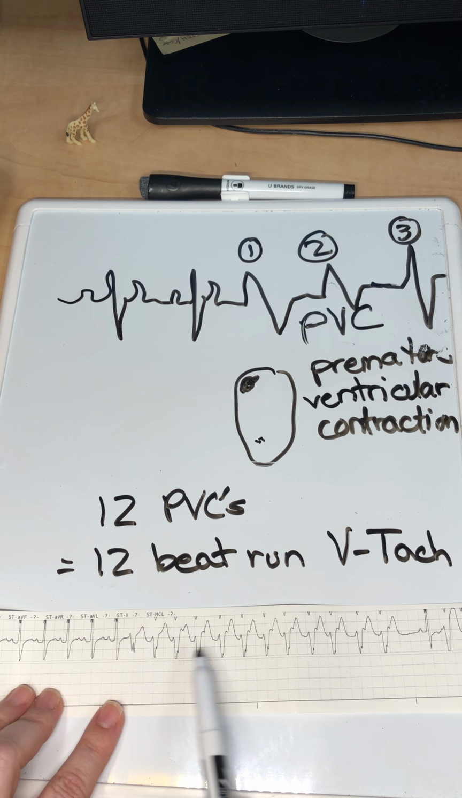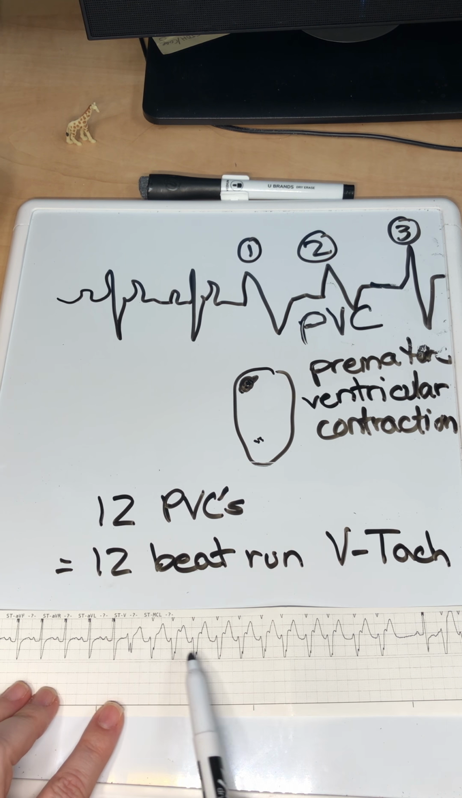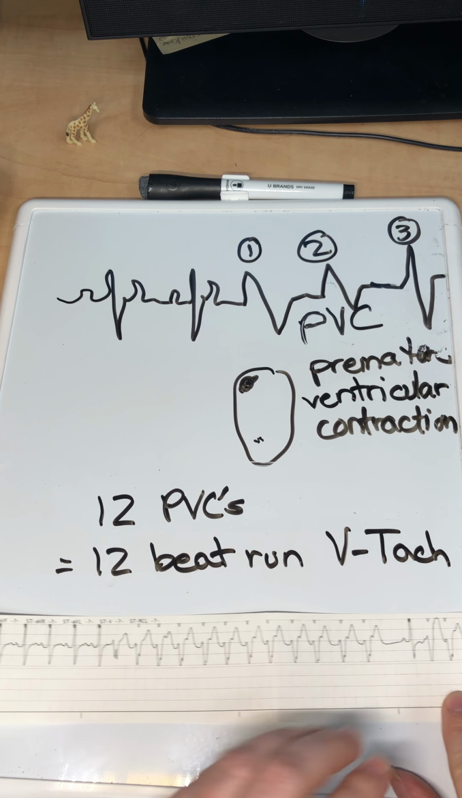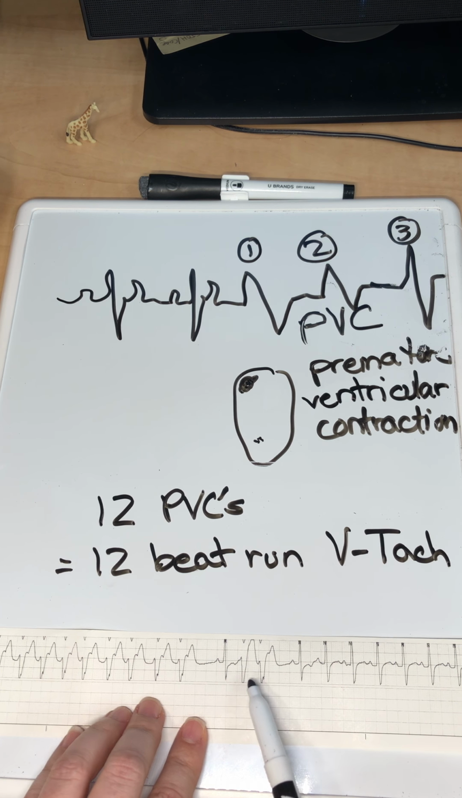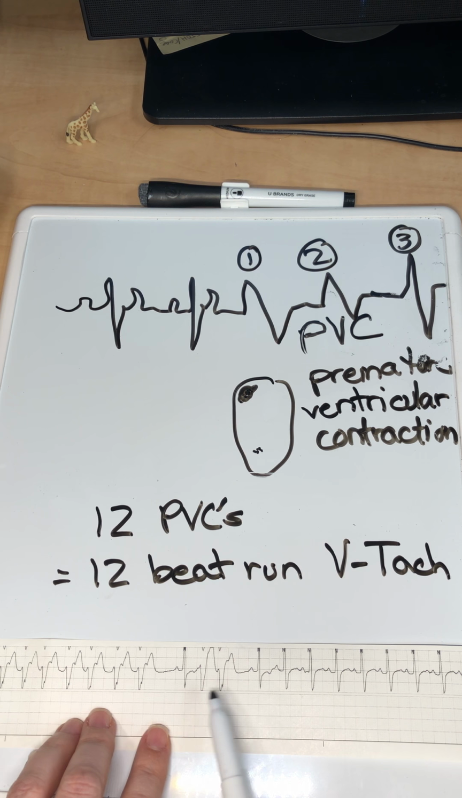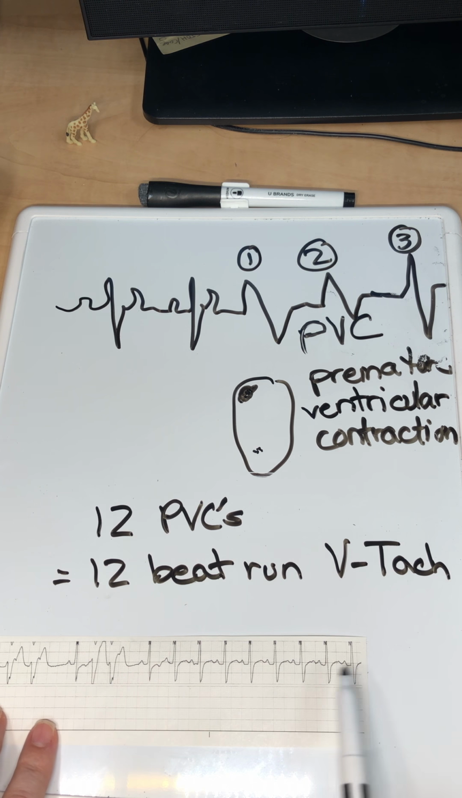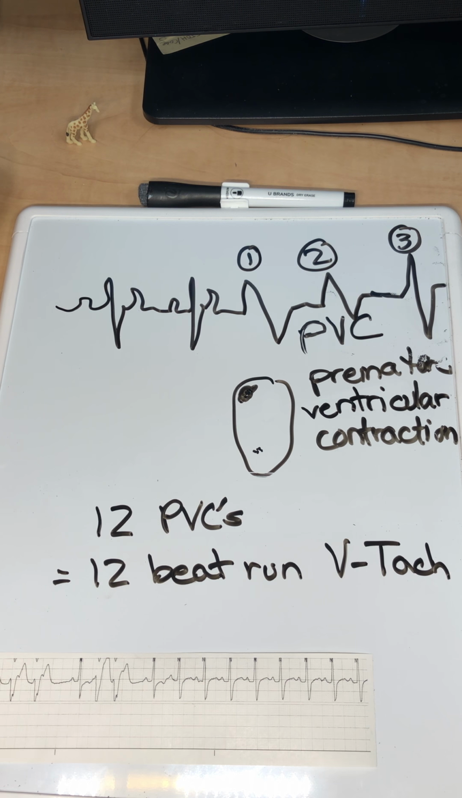And this one here is a real life example of a 12 beat run of V-tach. Oh, and here's a regular beat, PQRST, and then look, 2 more PVC. So this is a PVC pair. So that's a 12 beat run of V-tach and a PVC pair, okay? And then back to sinus tach. All right, does that make sense?